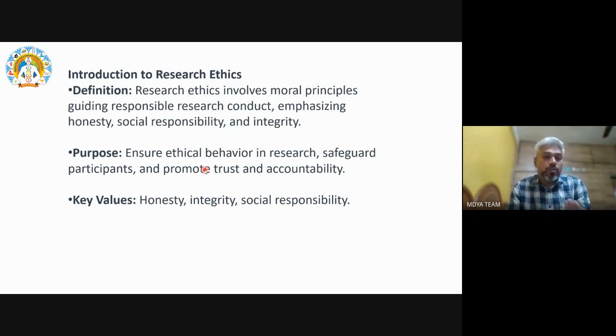And if it is not trustworthy or not accountable, then the research will not help anybody, and there will be piracy. What are the key values of research ethics? Honesty, integrity, and social responsibility are the key values.